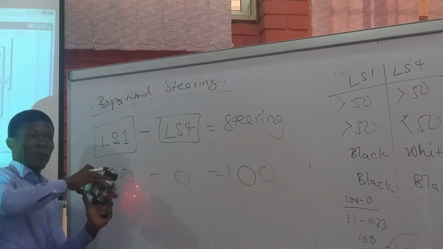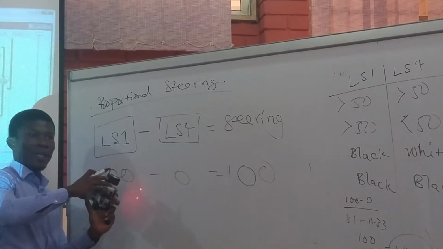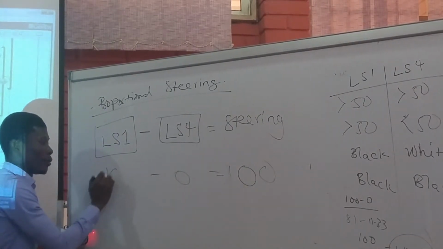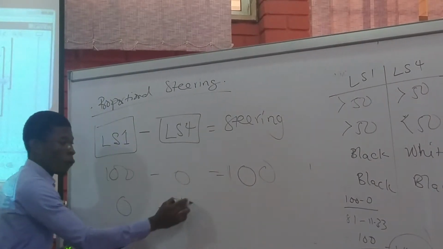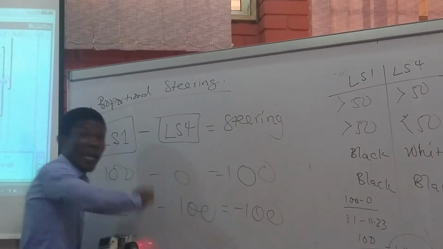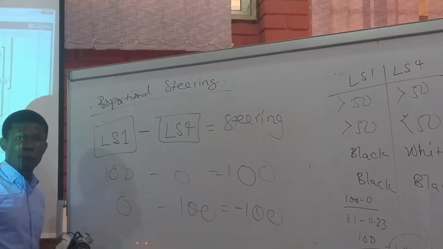100. Total turn to what? To my right. If I have this one on black, 0, and this one on white, what will be my steering? Negative 100. Total turn to my what? To my left. I follow you.